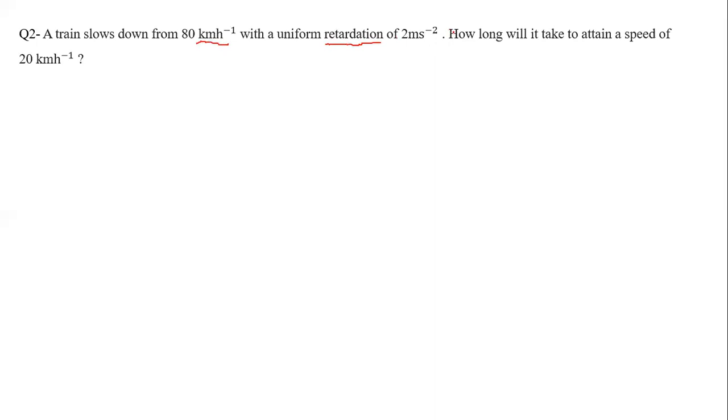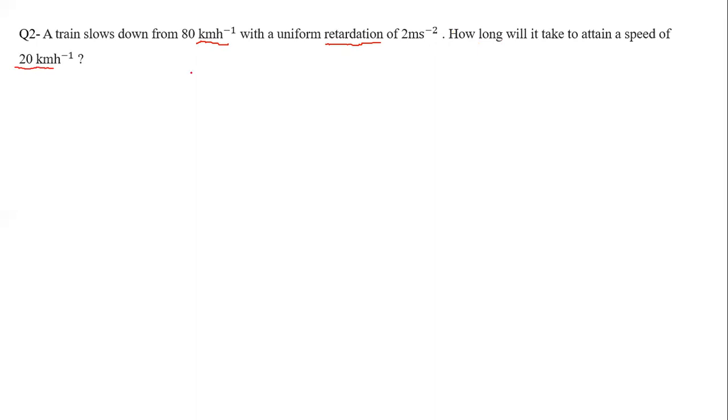Now what they have said, how long will it take? It means that they're talking about the time. They are talking about the time to attain a speed of 20 kilometer per hour. So you can say that this is its initial velocity, this is its final velocity, and this is its uniform retardation.